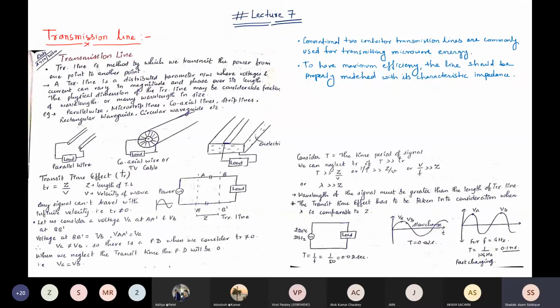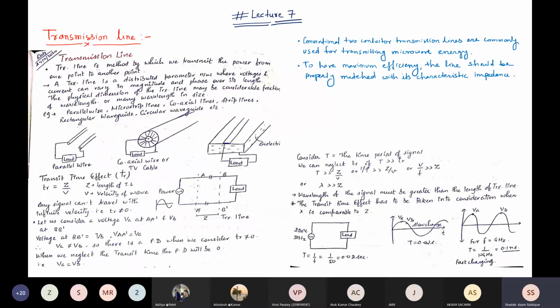The physical dimension of the transmission line may be a considerable fraction of a wavelength, or multiple wavelengths in size. So what is this physical dimension? Physical dimension means the length from the source to the destination, the length of the transmission line. It will be a considerable fraction of a wavelength. Why so? Because of the transit time effect. I'll go through it quickly again. What is the transit time effect?